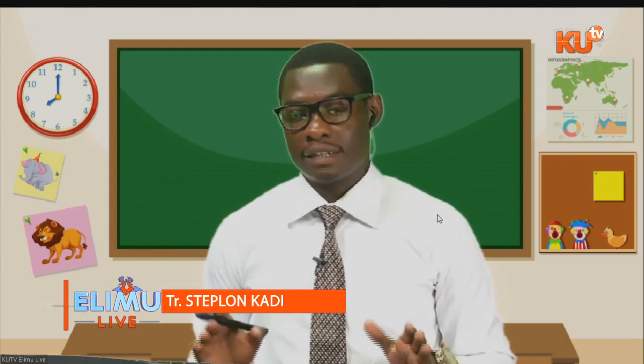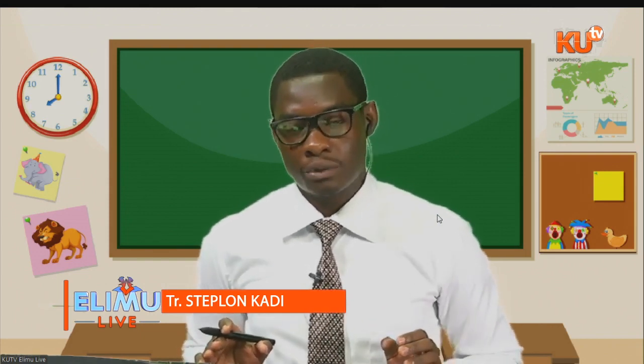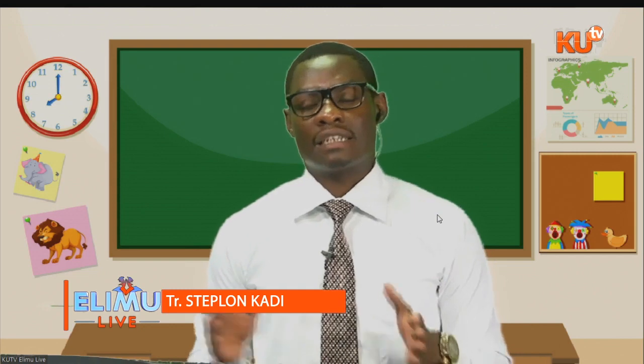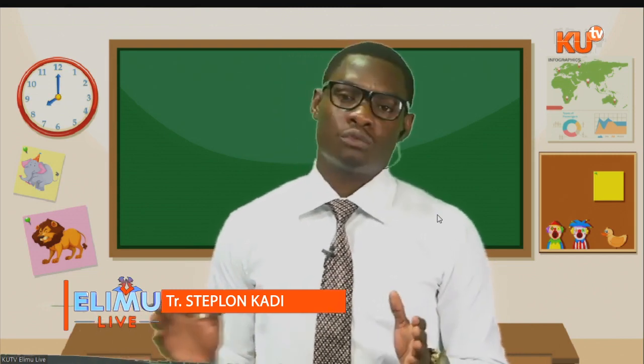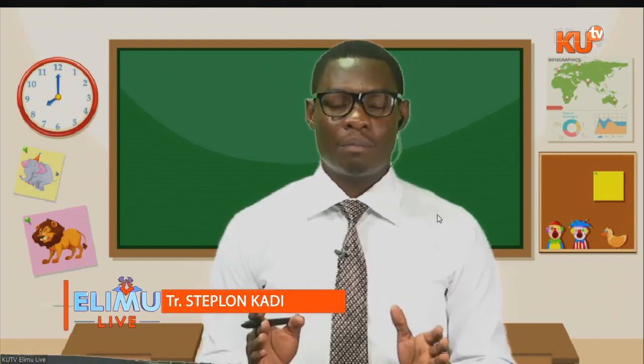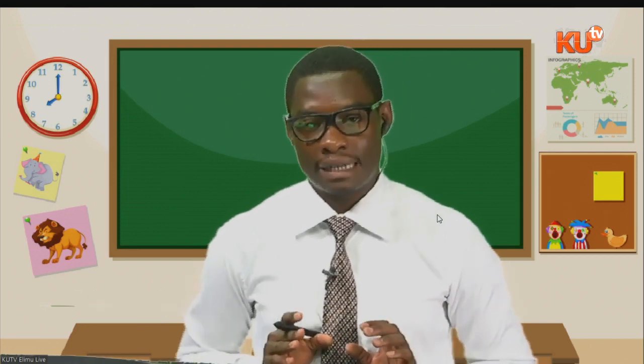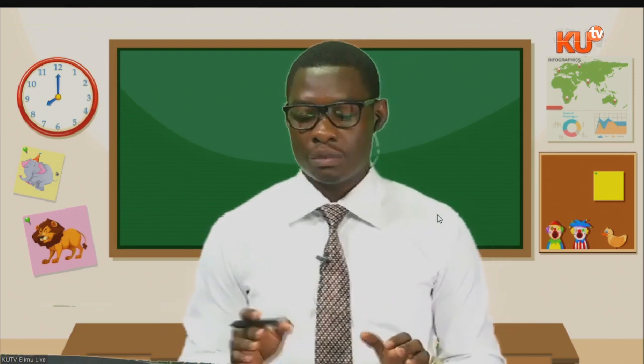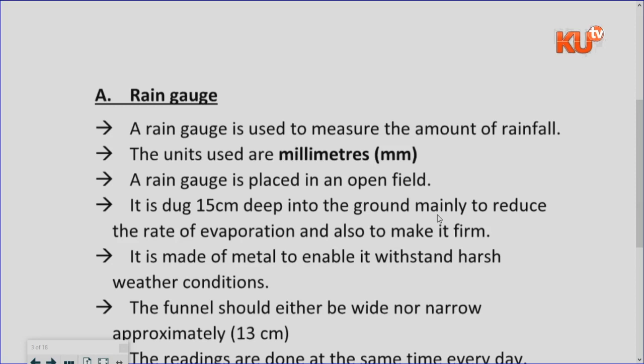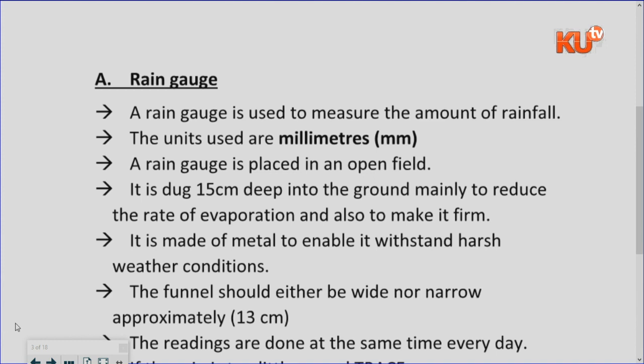And an example of the harsh weather conditions is the alternation of too much sun, then too much rain. If it is made of a material that cannot withstand this, then the rain gauge is likely to be damaged. So those are points about a rain gauge. It is used to measure the amount of rainfall. We've talked about that. It is made of metal, as I was just explaining, and the purpose of that is to withstand the harsh weather conditions.